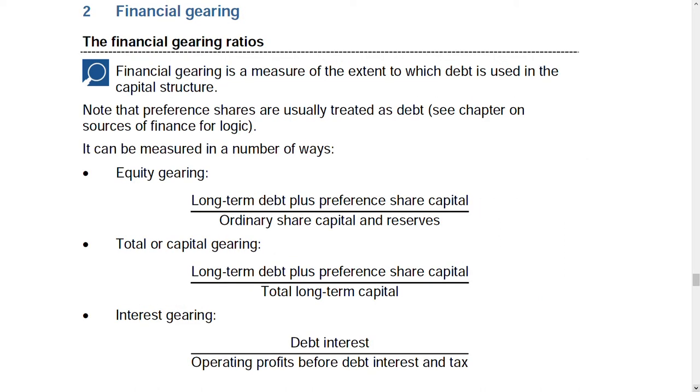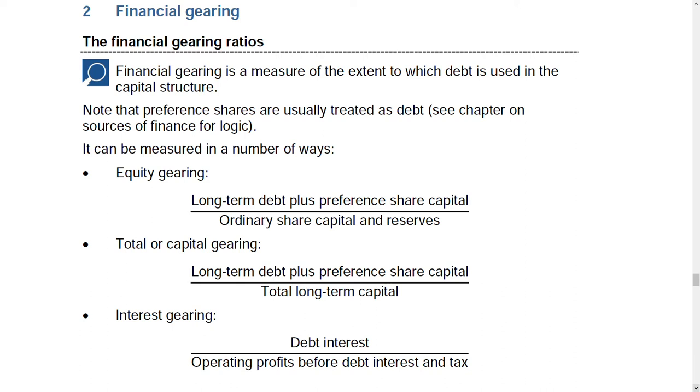Now, coming to the next type of ratio, the financial gearing. The financial gearing ratios are a measure of the extent to which debt is used. Whenever you see the word finance or financial, link it to debt. It will be easier for you to understand. The difference between operating gearing and financial gearing: operating gearing is fixed cost, financial gearing is debt. Understand it this way.